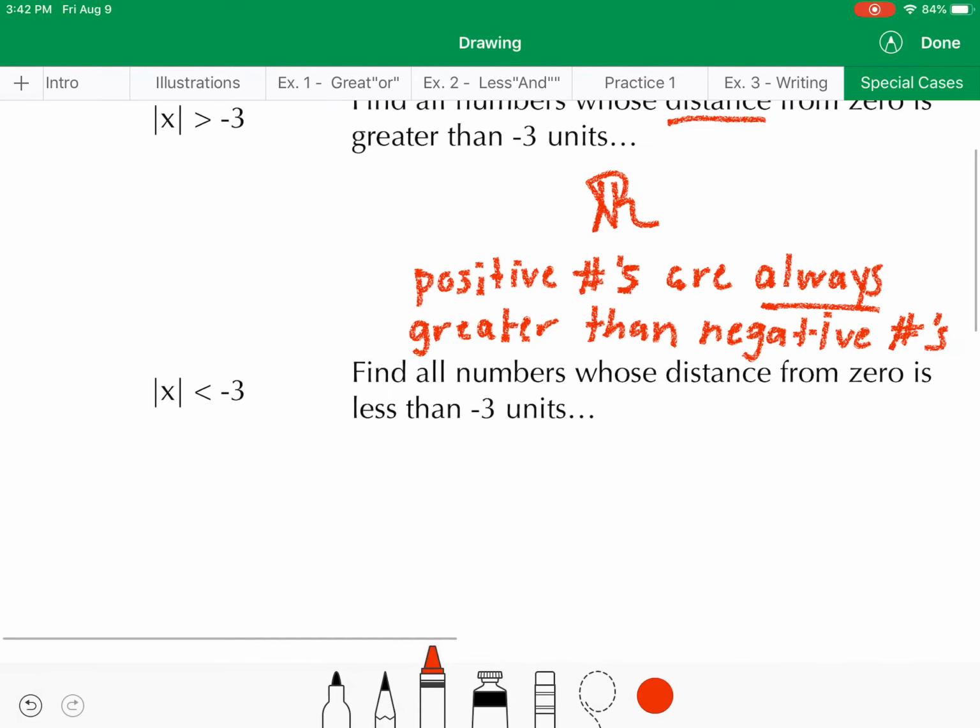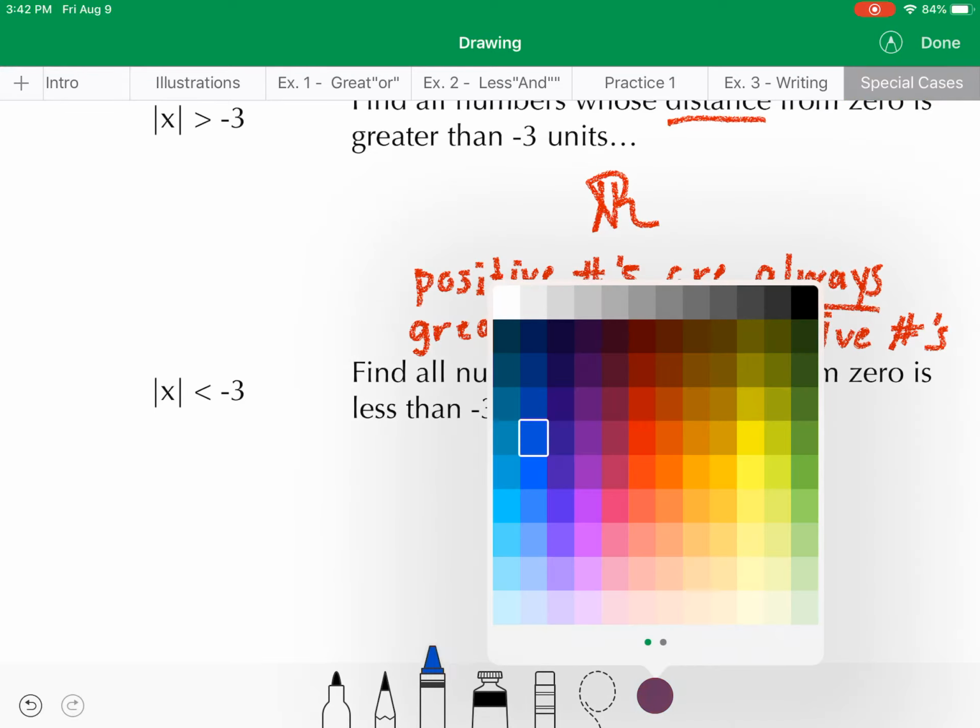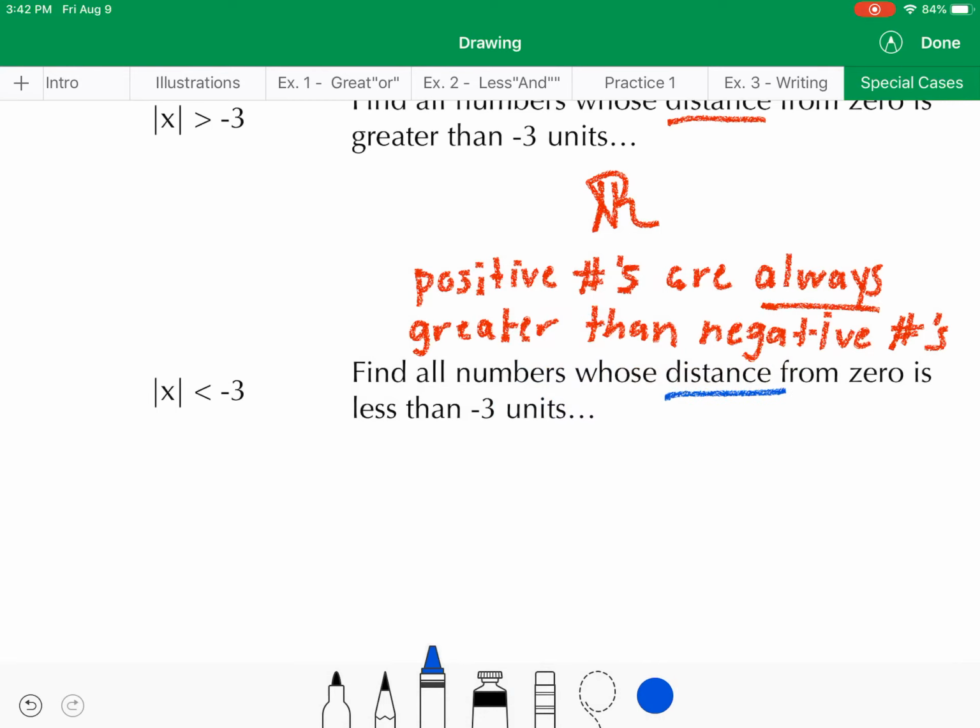Okay. All right, and then the second example, notice I've just flipped the inequality symbol. Now we're looking for all numbers on the number line whose distance from 0 is less than 3 units. Well, once again, distance is a positive value, right? Can a positive value ever be less than a negative? The answer is no. So this would be no solution.